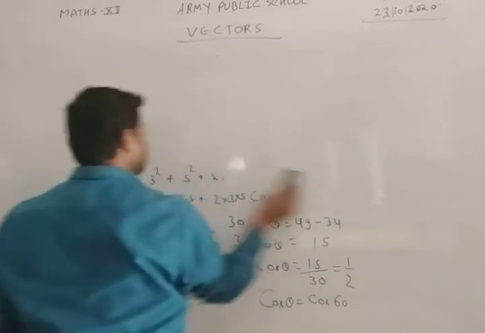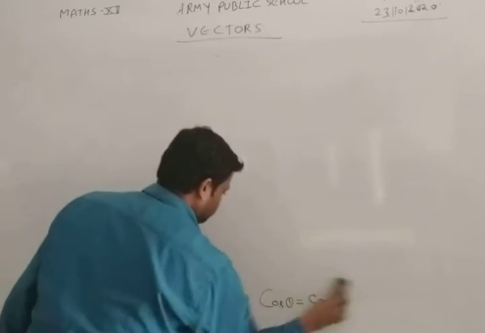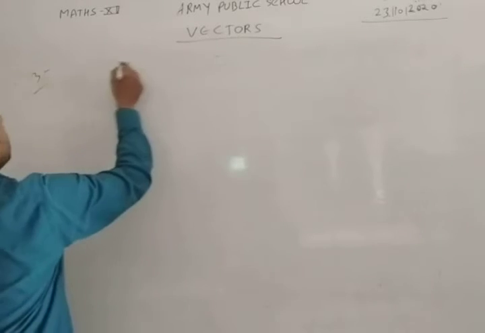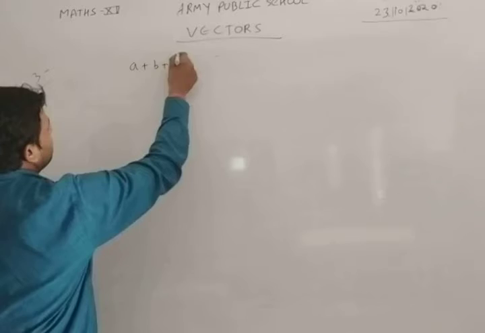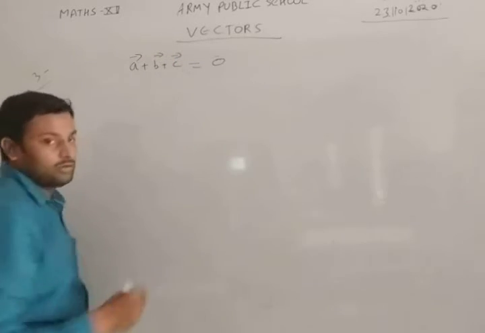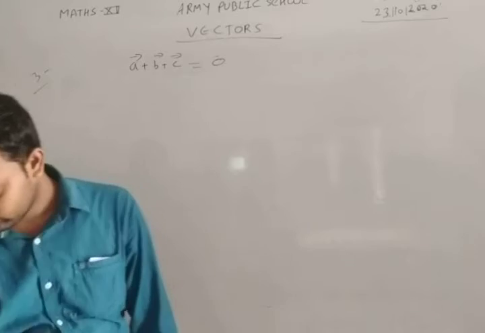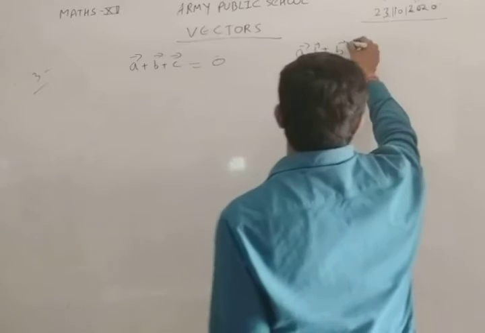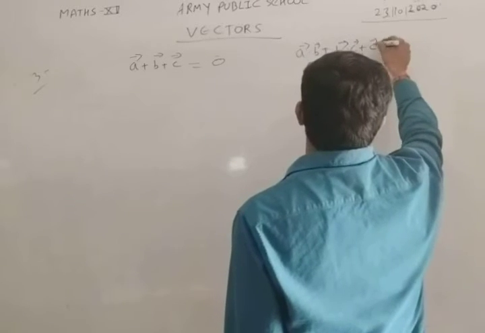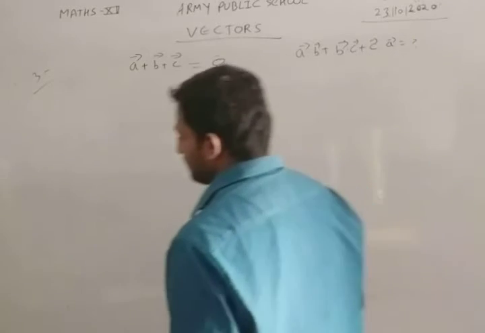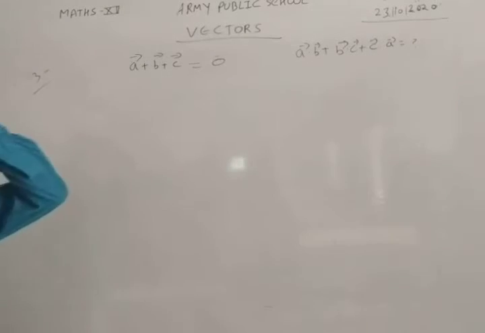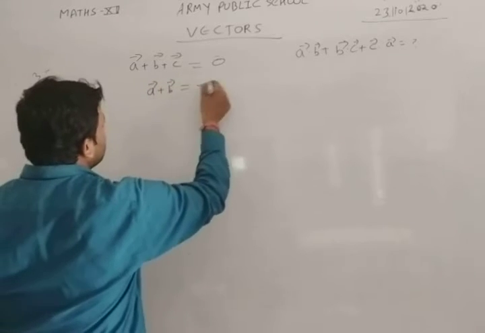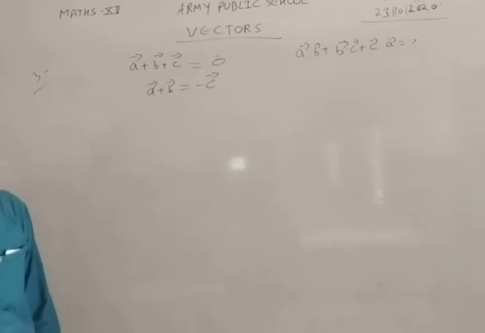Next question: if A plus B plus C is equal to 0, then we have to find A dot B plus B dot C plus C dot A. Okay, so first let A plus B be equal to minus C.